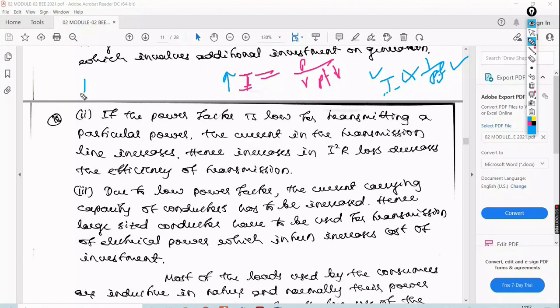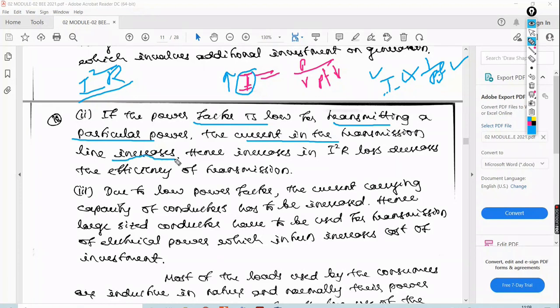As we know, the loss or the power consumed is I square R. If the current is more, what happens to I square R? I square R will also be high. If the power factor is low, then transmitting a particular power, the current to be carried by the transmission line will increase.